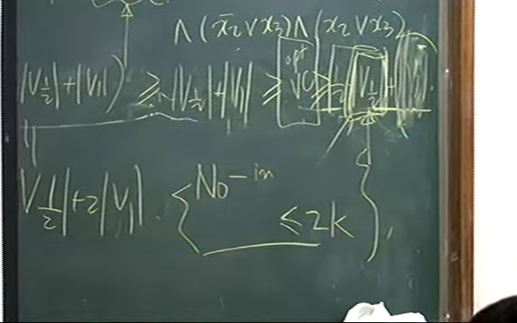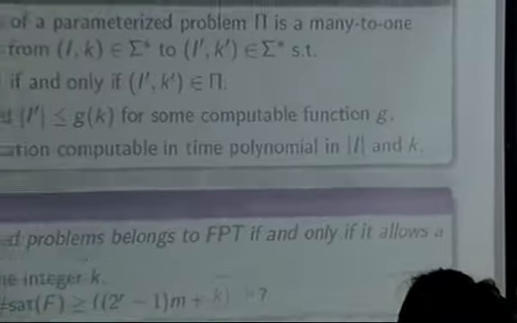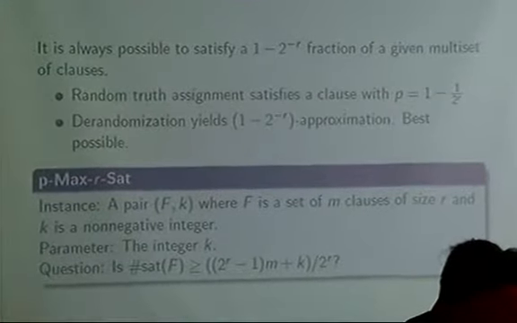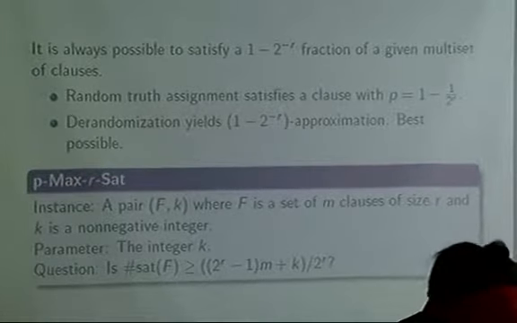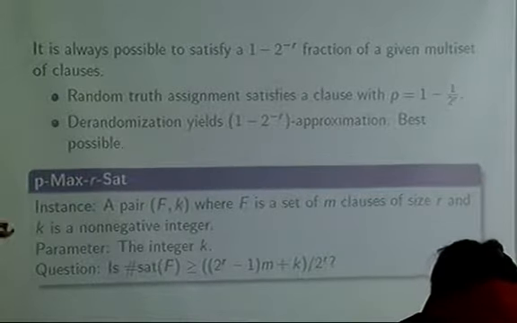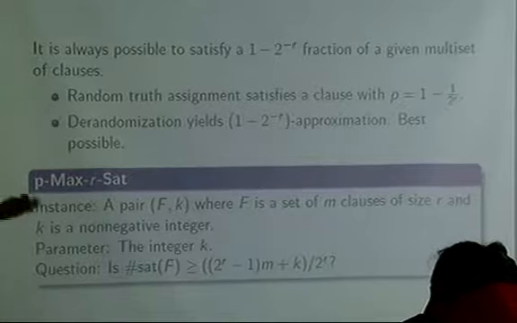So that's the type of result I will present here. Okay. As I said, we are interested in the Max-SAT problem, and we want to have a sensible parameterization of the problem. So we can ask something like this: is there a truth assignment that satisfies at least k clauses?